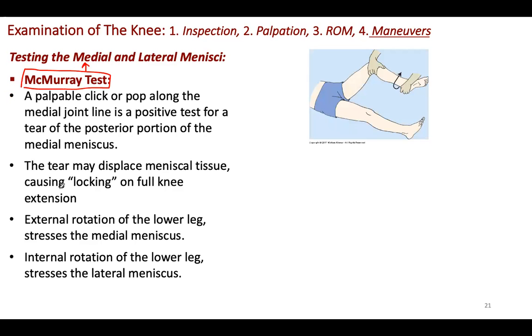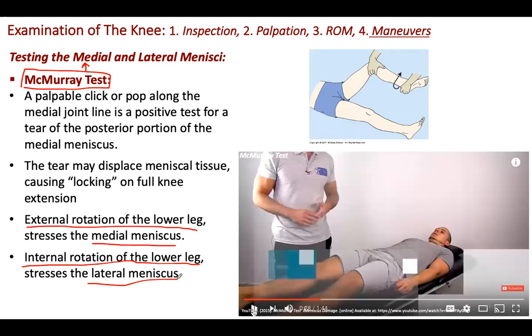If the external rotation of the lower leg is very painful, it diagnoses medial meniscus tear. If the internal rotation of the lower leg is very painful, this diagnoses lateral meniscus tear. This is McMurray test. Is it accurate? The answer is no, it is not that accurate.